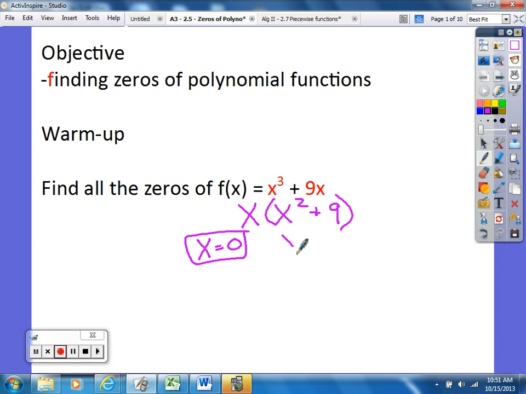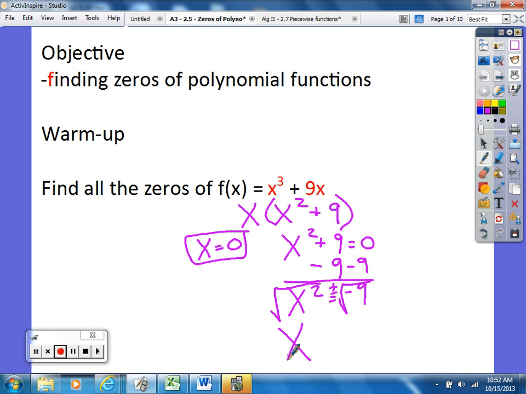Let me go ahead and do this one. x squared plus 9 equals 0. So to solve that, we will subtract 9 from both sides. And then what do we have to do after that? And when you take a square root, what do you have to put in front of it? Okay, now, I don't want to leave it plus or minus the square root of negative 9. What's the square root of 9? What's the square root of a negative? So it'd be plus or minus 3i. That's how I want to be left.